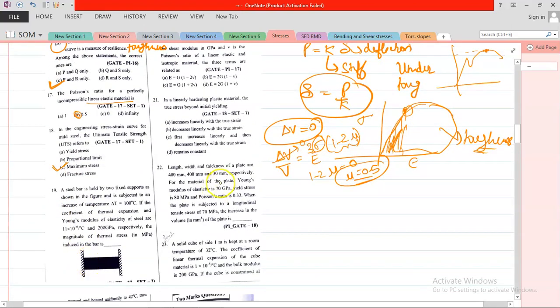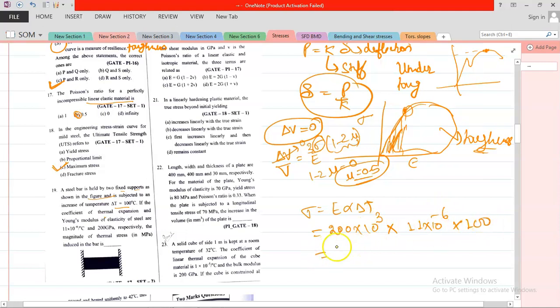Now question number 19. A steel bar is held by two supports as shown in the figure and is subjected to an increase in temperature of 100 degrees Celsius. The alpha value and E value are given. The magnitude of the thermal stress is, so you can directly apply sigma is equal to E alpha delta T. Your E is 200 GPa, your alpha is 11 into 10 to the power minus 6, and delta T is 100.